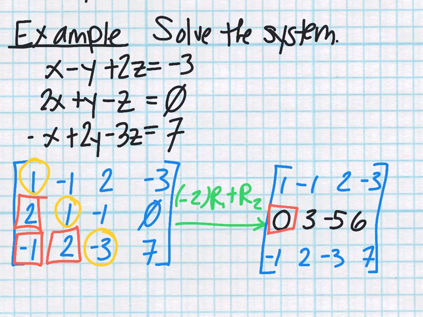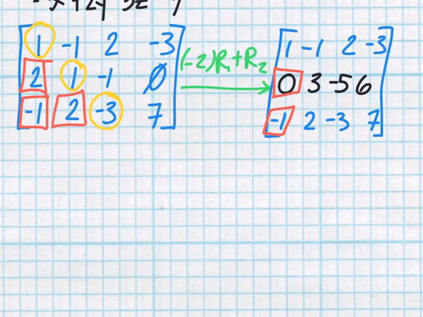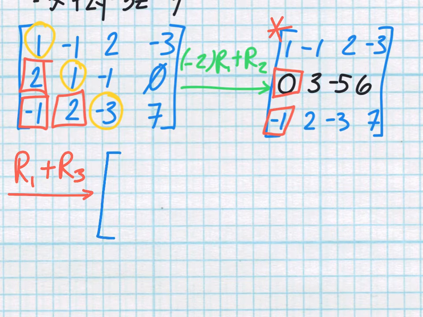Cool, that's looking good with a 0 in that spot. Now let's see if I can get a 0 in this spot. Okay, so the next operation I want to do is I just want to add row 1 and row 3, starting from this augmented matrix. So I'm not going to rewrite it because we can just look back over there. So row 1 plus row 3, and we are going to replace row 3 with it.